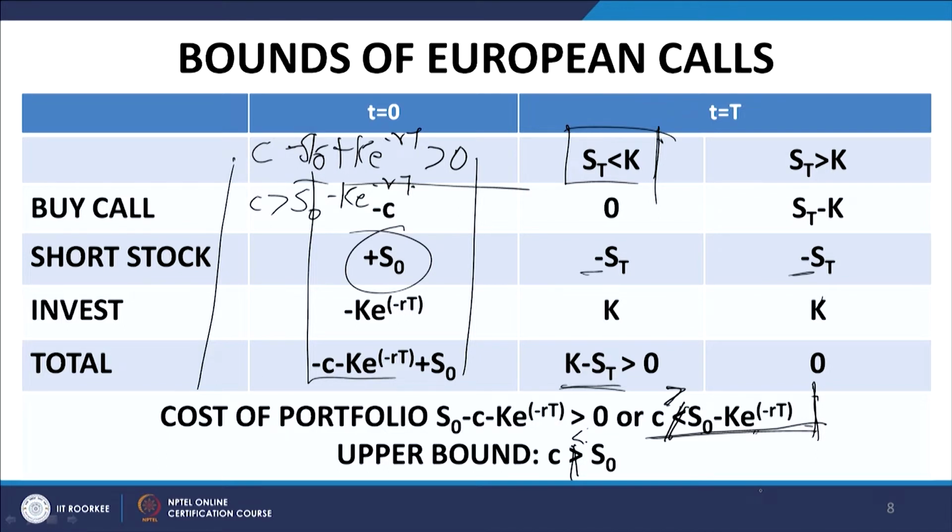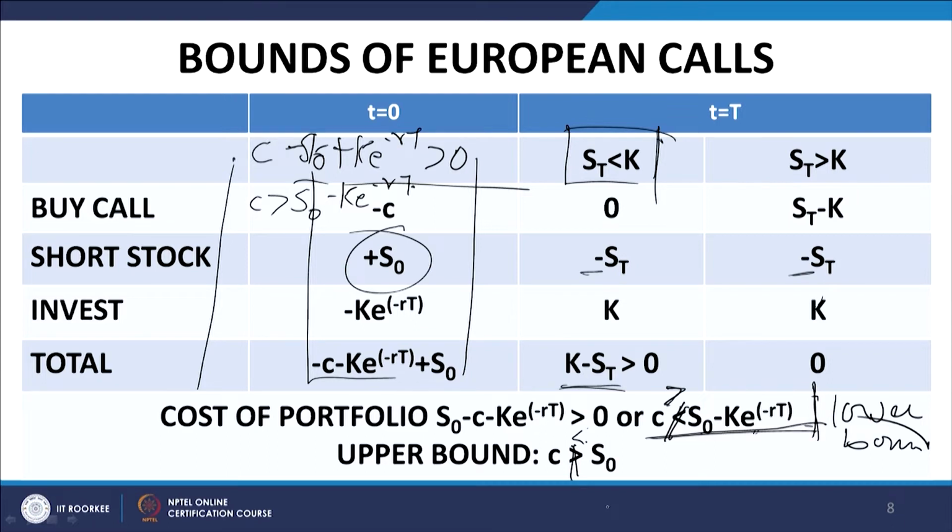C is the price that you are paying for the option. This is the amount of investment, that is again a cash outflow. So, C plus this thing minus S naught, which is the amount that you are receiving by shorting the stock, this must be greater than 0, or C must be greater than S naught minus K e to the power minus R t. So, that is the lower bound. This is the lower bound of the European call option.